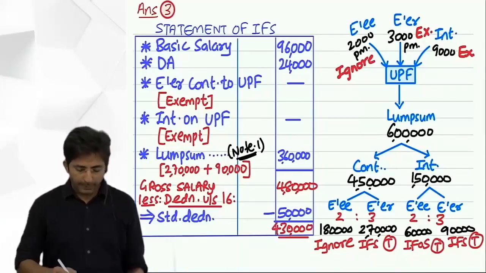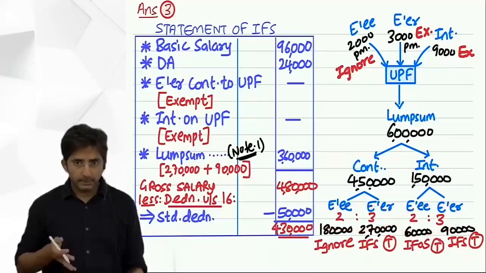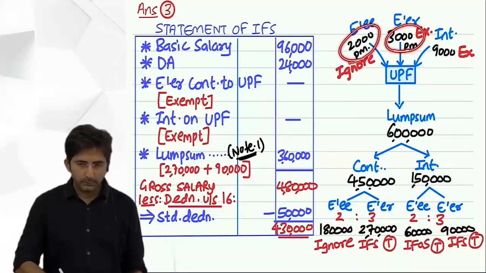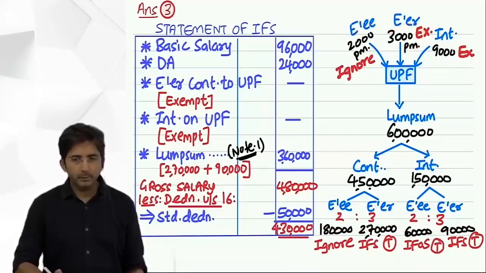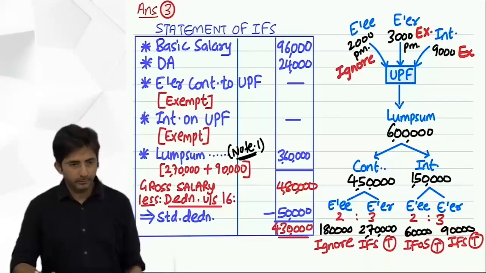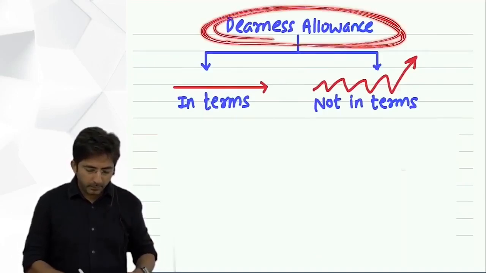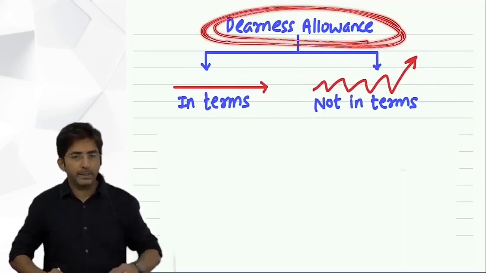I hope you are not believing that the ratio should always be 2:3. It depends upon the question. In our question it was 2,000, 3,000. Sometimes it is the same also, so equal ratio. Okay, now see, regarding dearness allowance, there is one point to be explained.